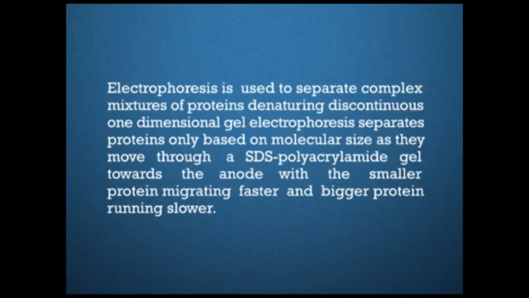Discontinuous one-dimensional gel electrophoresis separates proteins only based on molecular size as they move through an SDS polyacrylamide gel towards the anode, with the smaller protein migrating faster and bigger protein running slower. After this, the gel is placed over a sheet of nitrocellulose and the protein in the gel is electrophoretically transferred to the nitrocellulose. The nitrocellulose is then soaked in blocking buffer, which is around 3% skimmed milk, to block the non-specific binding of proteins.